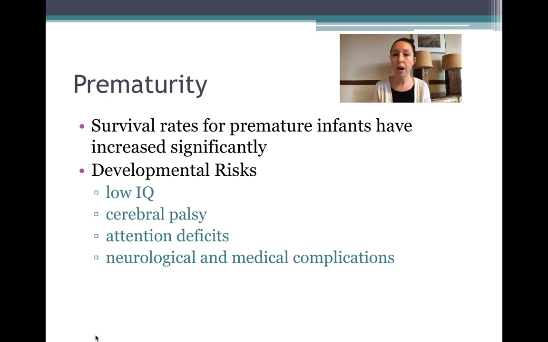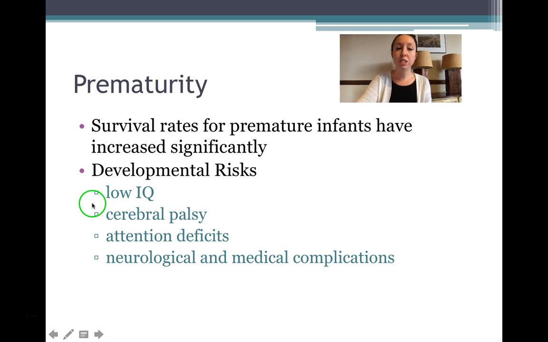Prematurity, so having an infant that's premature, also puts them at an increased risk for various developmental delays, including intellectual disability in some cases. But due to the way that medicine has progressed, survival rates for premature infants have increased significantly. And additionally, we have a good understanding about where we should intervene, and early intervention services can really help offset some difficulties we've historically seen with prematurity.